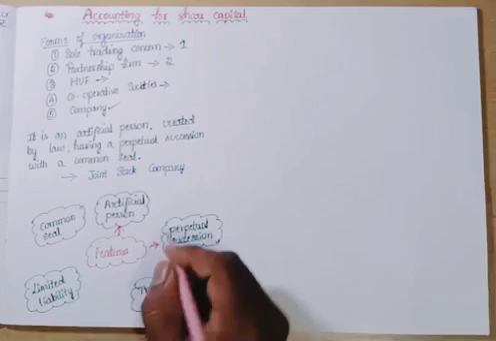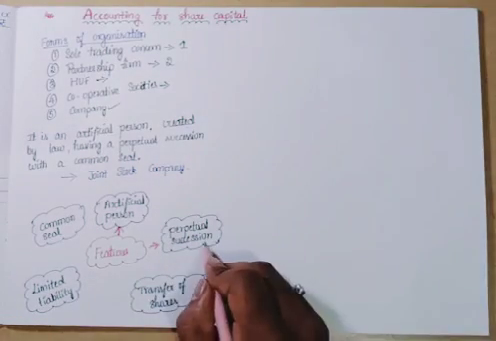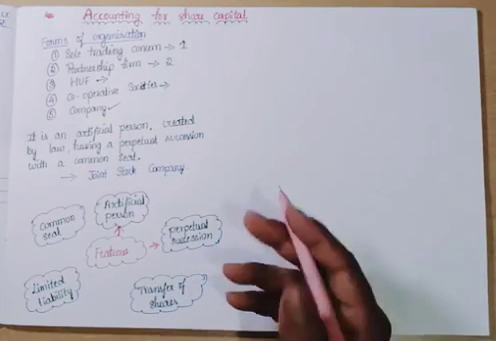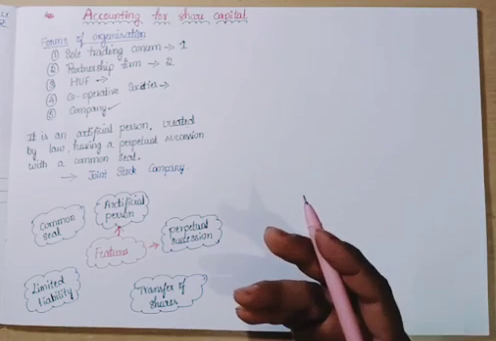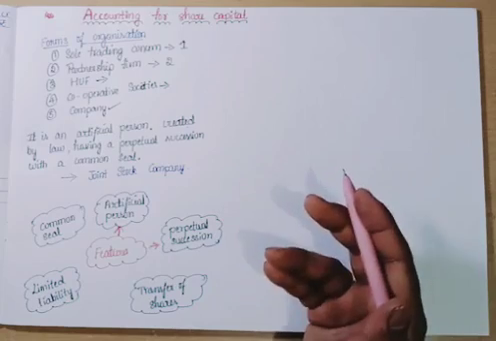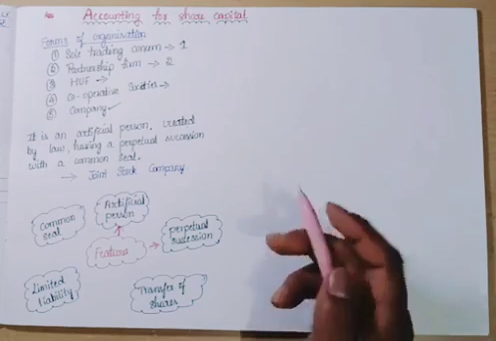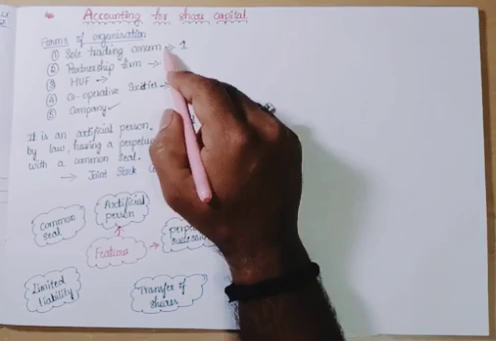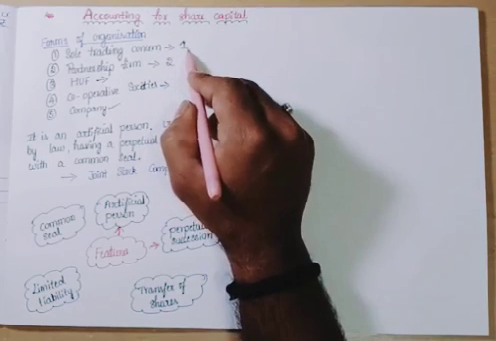Then, perpetual succession. As we know, there are n number of board of directors as well as shareholders. For example, the death of one person will not result in closing of the business. The remaining people will continue the business. But it is not applicable to a sole trading concern because only one person will be managing the business.